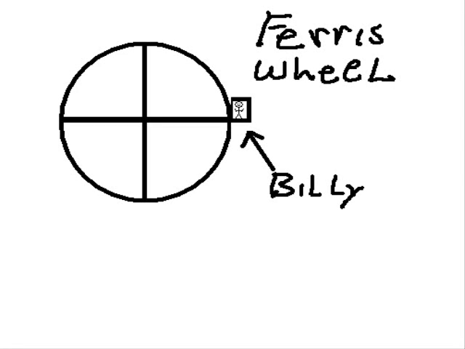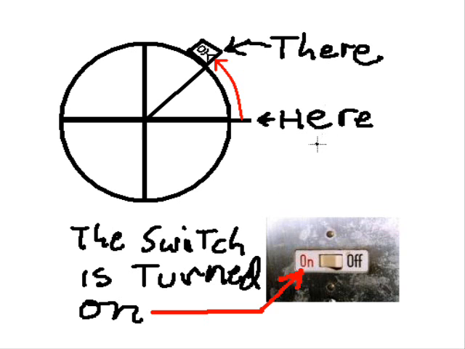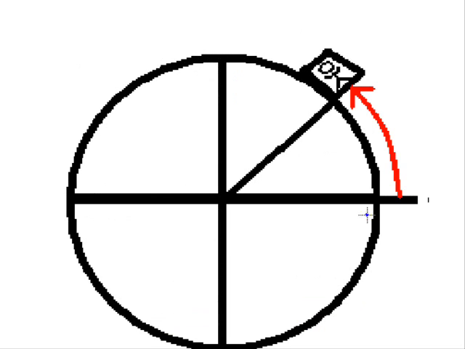This is Billy. Billy is on this Ferris wheel over here. The Ferris wheel switch is turned on. Billy moves from here to there. We could say that Billy moved this far from here to there. The problem is that line is not a straight line. Oh my goodness. Very difficult to measure.